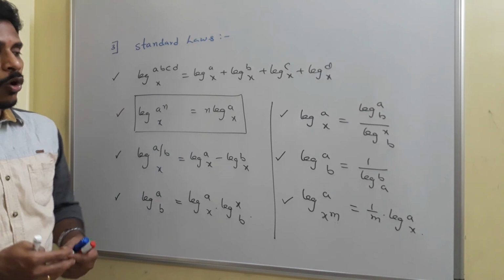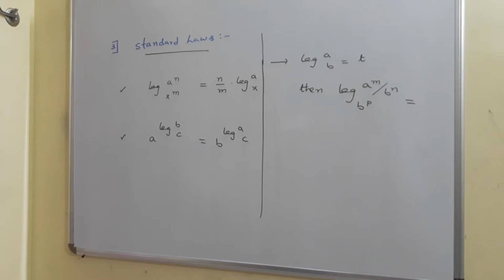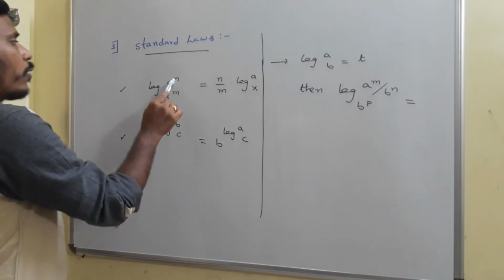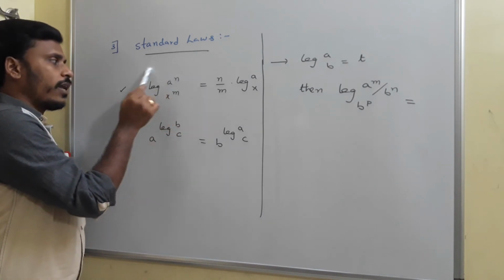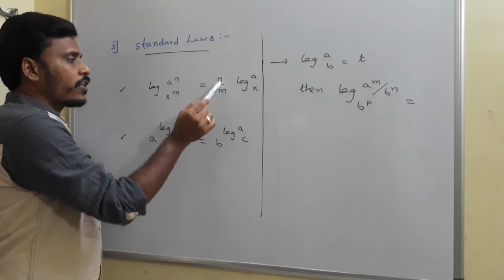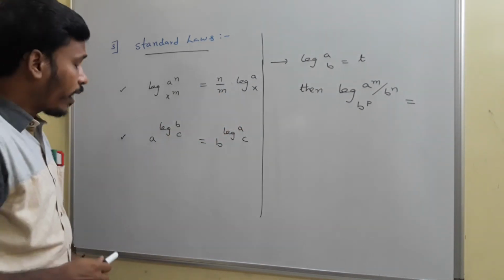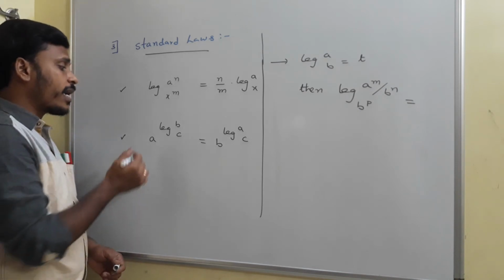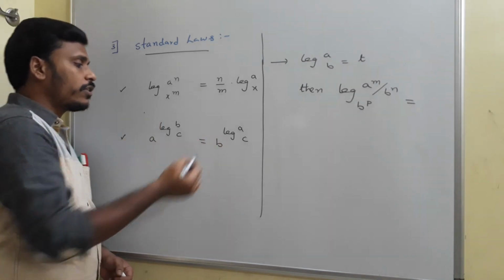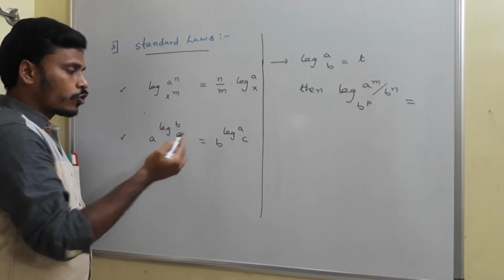Just have a look, go for a screenshot, and then I will continue from there. Just look there, the other laws of logarithms. Logarithm of a power n base x power m is equal to n comes to the numerator and m comes to the denominator, and there is a chance to write like this: n by m into log a base x. This is one standard law. And the other standard law is a power log b base c is equal to b power log a base c. So these two terms get interchanged here. So this is another law.